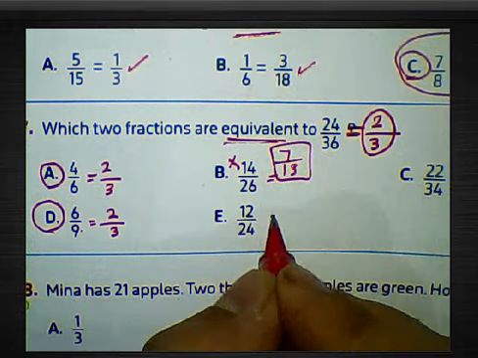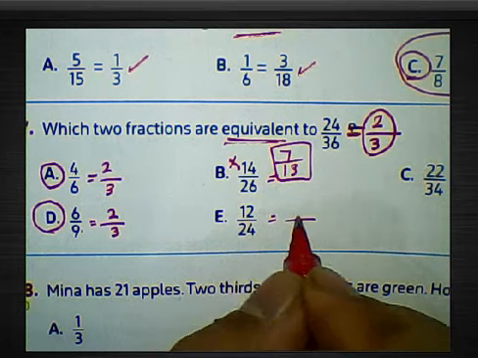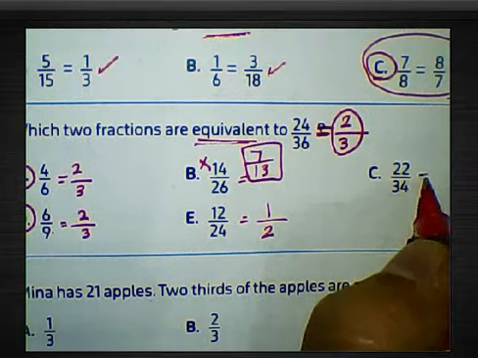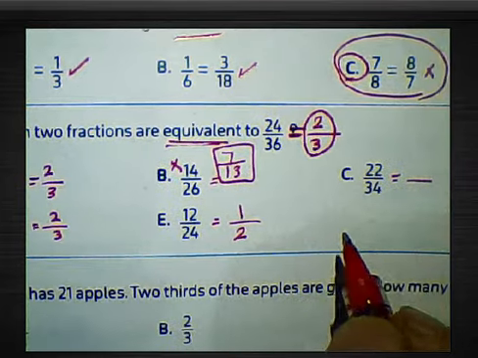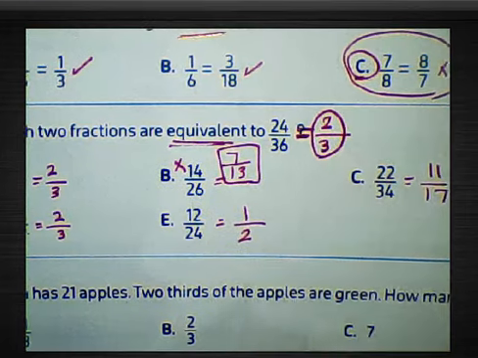Complete with me. 12 over 24, we can simplify it by dividing by 12. 12 divided by 12 equals 1, and 24 divided by 12 equals 2. And 22 over 34, we can divide it by 2. 22 divided by 2 equals 11, and 34 divided by 2 equals 17.